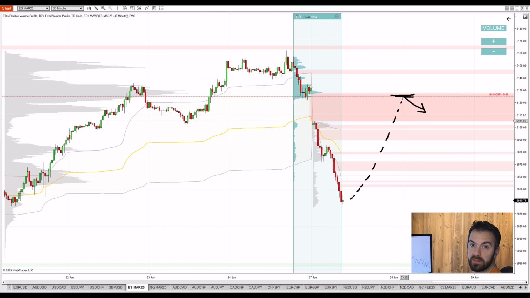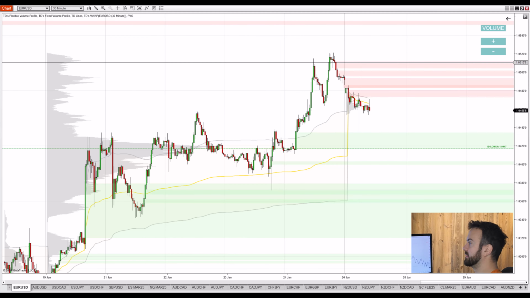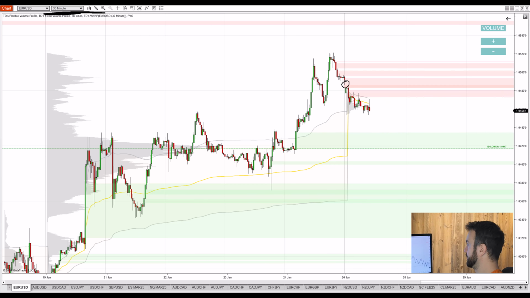Now let's take a look at another chart. The next one will be on the euro dollar. So this is a 30-minute chart of the euro dollar, and in here there also was a little opening gap, but not too huge. And what I wanted to talk about here is this support at 1.0417.